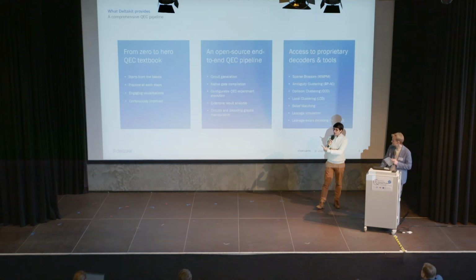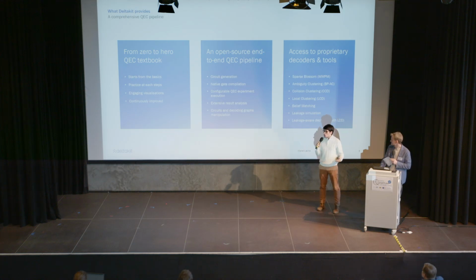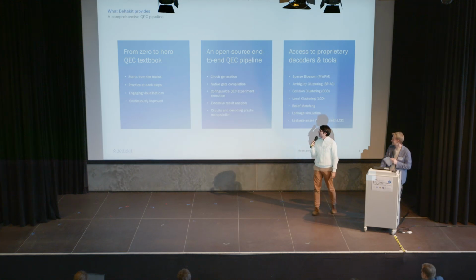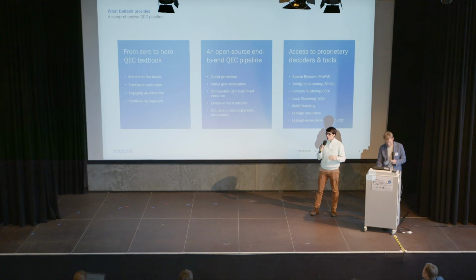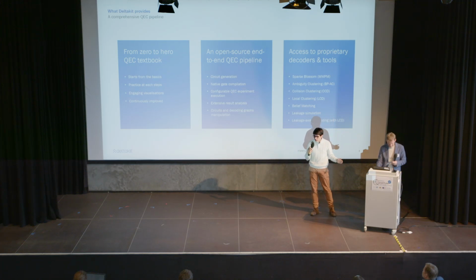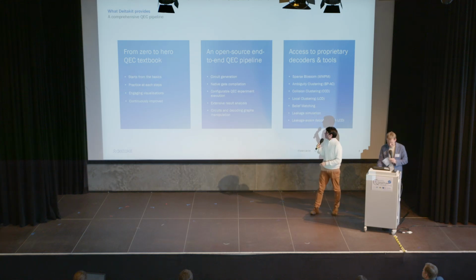And so that is why at Riverlane, we released Deltakit, a toolkit composed of first a textbook, which turns you from 0 to hero. I like that expression. You start from the basics, classical error correction, classical things, and then you slowly complexify up to the surface code, where you reach a point where you can start reading papers and you can start exploring quantum error correction yourself. Then you have a library, open source library.